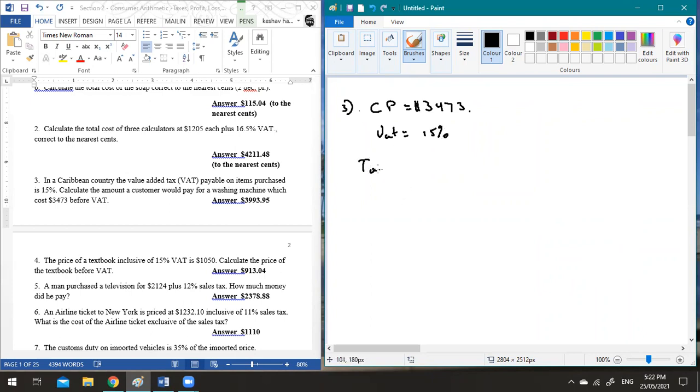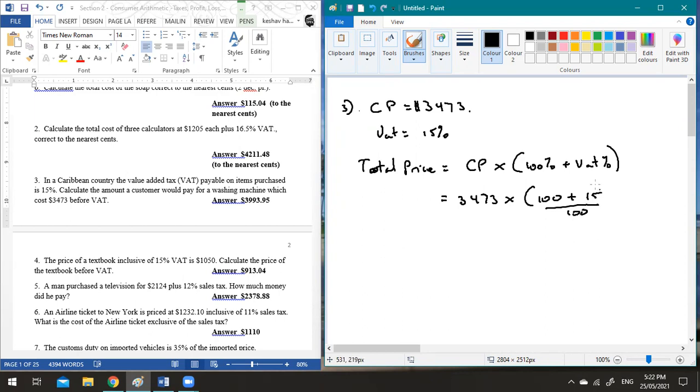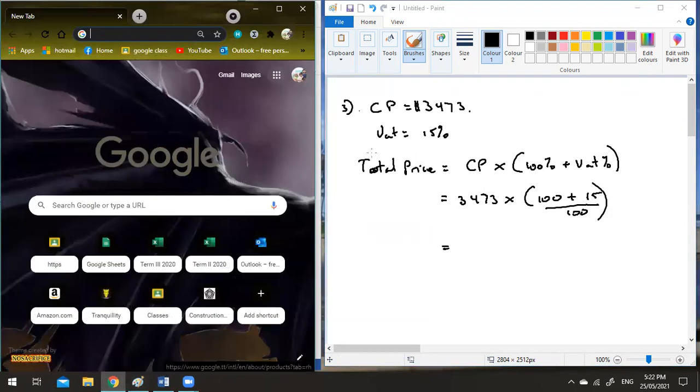So your total price will be the cost price multiplied by 100% plus the VAT amount. So 3473 multiplied by 100 plus 15 over 100, right? Now the reason why we put it over 100 is because of the percent signs, you know, percentages are out of 100.